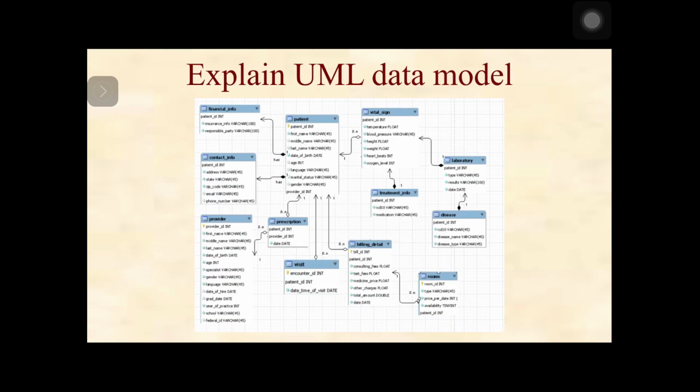This image shows the list of UML objects in this database. For example, the patient object has the financial information and the contact information. The patient could visit the clinic many times. The patient could set an appointment with the provider, and so on.